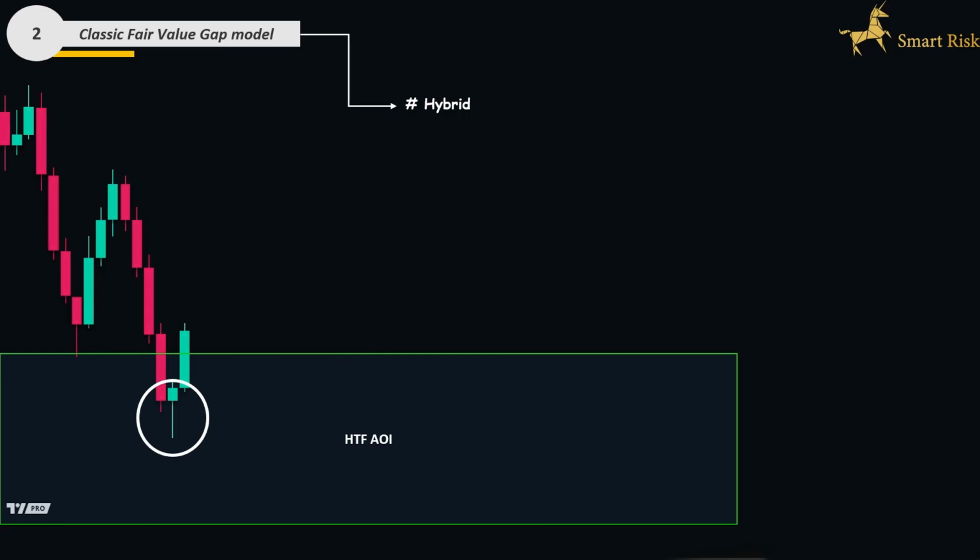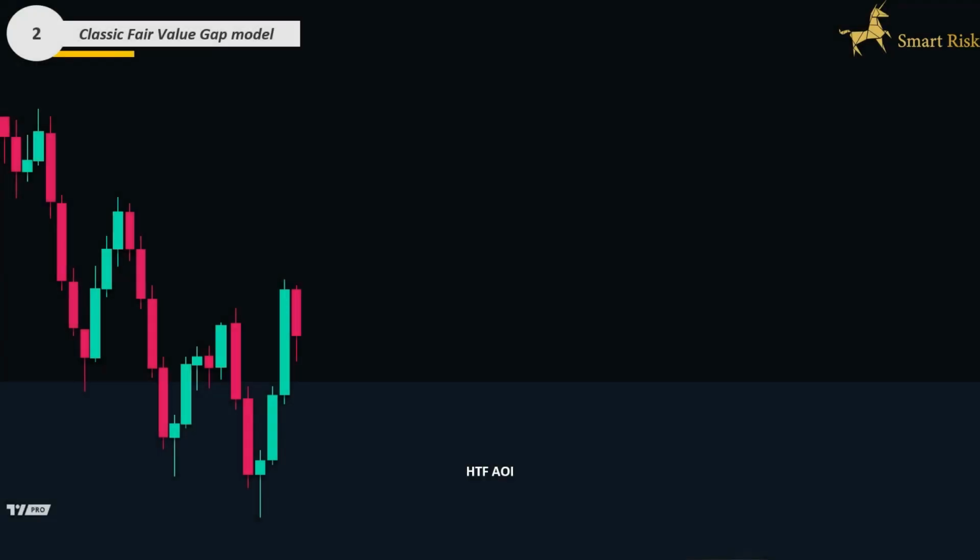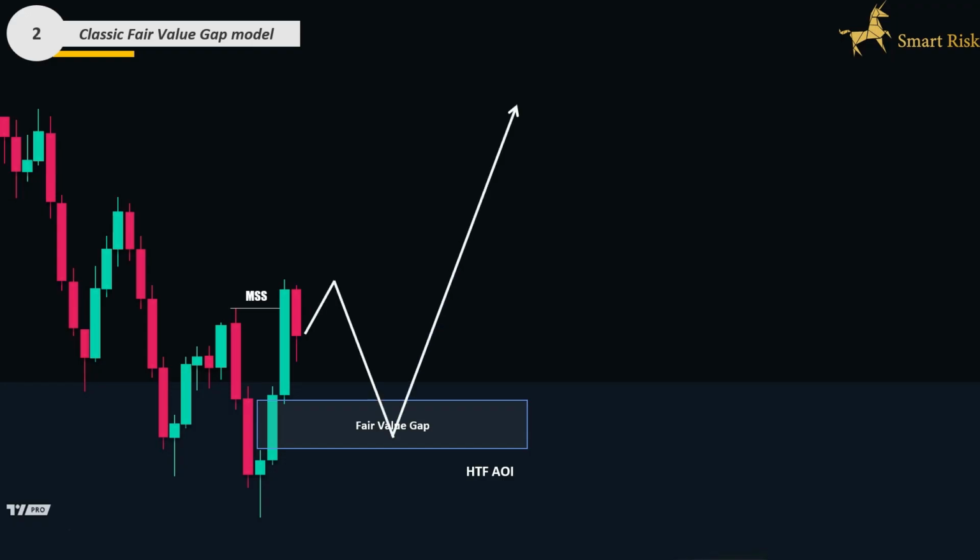Once that happens, we need to see a market structure shift on the lower time frame. That becomes our first layer of confirmation. After the structure shift is confirmed and we expect the price to move higher, the next step is to look for a buying opportunity. At this stage, we focus on identifying a bullish fair value gap that forms within the impulsive leg of the market structure shift. These zones often act like magnets, pulling price back in before it continues upward.